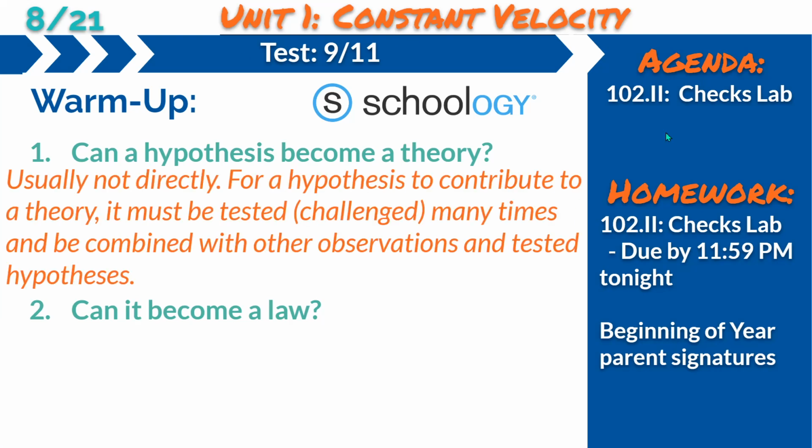If I was going to try to put it into words, I'd say it like this. Usually not directly. For a hypothesis to contribute to a theory, it must be tested and challenged many times, which is what you guys were just referring to. But then it has to be combined with other observations and tested hypotheses. So usually a theory is going to summarize a whole bunch of hypotheses that all work together to help support that. So again, it depends on the situation, but it's usually not this specific hypothesis becomes a theory. It's usually a body of evidence from a bunch of different hypotheses that support a theory.